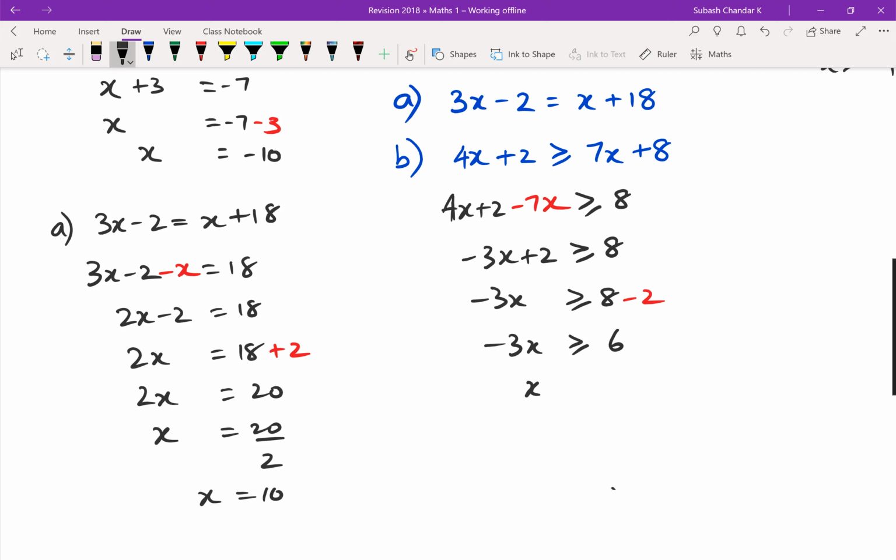As I was saying, if you're dividing by a negative number, then you've got to switch the symbol's direction. Okay, so then this would become x is less than or equal to negative 2. Okay, that is the linear version of it.